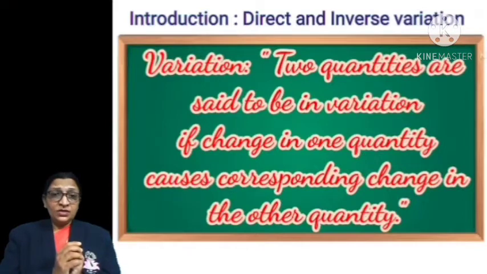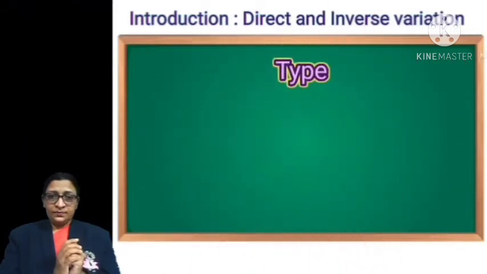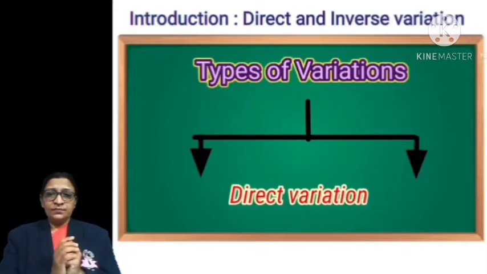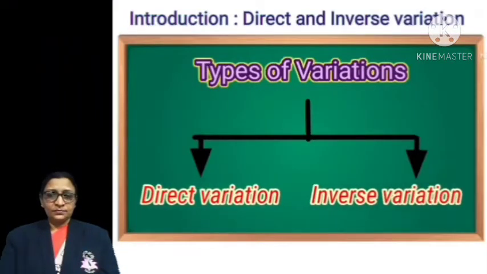Generally, variation is categorized into two types. First one, direct variation, and the second one, inverse variation. Let us see some examples related to both.